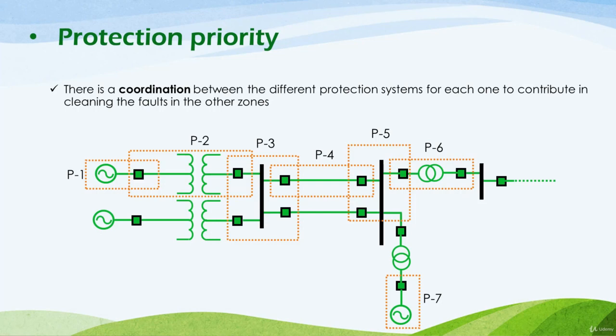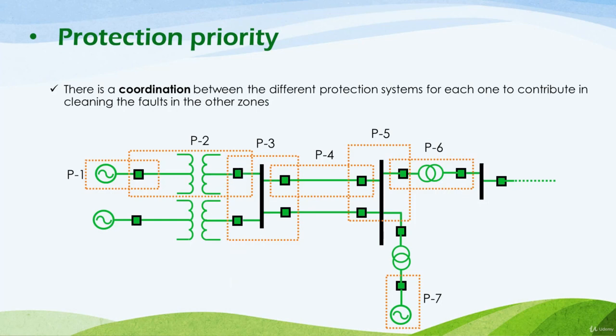So we must know which protection system will work firstly, which one will work secondly as a backup protection, and which one may work thirdly. And we can take an example. Suppose a fault has occurred in those transmission lines here, as this transmission line lies in zone P4. So this protection system must protect this transmission line as a primary protection, so it must work immediately. But suppose there is a failure inside that protection system, so it can't work now.